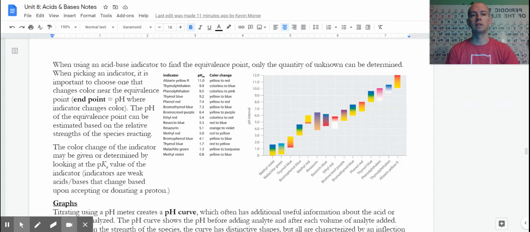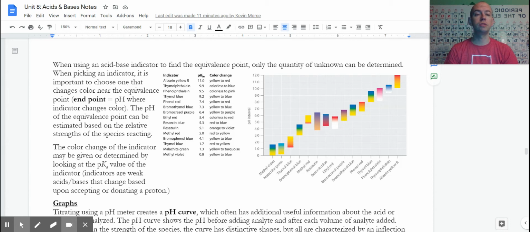These are one color in basic solutions, another color in an acidic solution, so they can tell us when we have a rapid or big change in pH. The pH at which a specific indicator changes color is called the endpoint. And we can see for several different indicators here what pH they change color at and what color we could expect in solutions that are either acidic or basic.